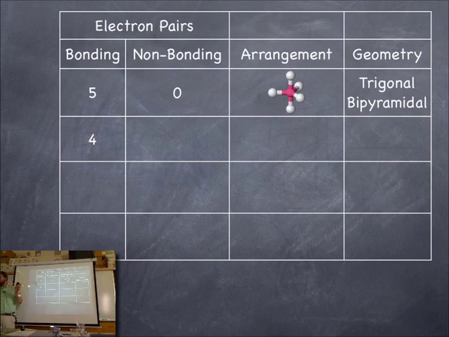Okay? So 4 bonds, 1 lone pair, looks like this. Does this look like anybody's favorite common childhood playground equipment? Yes. This is a seesaw shape. Okay? Seesaw is the name of the shape.